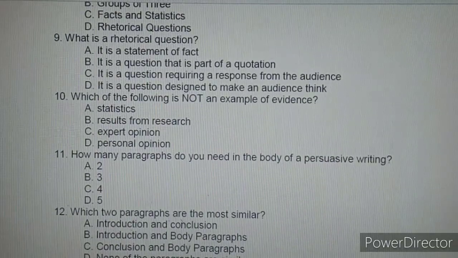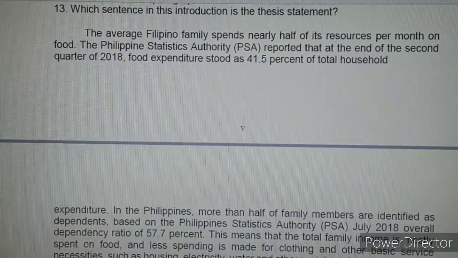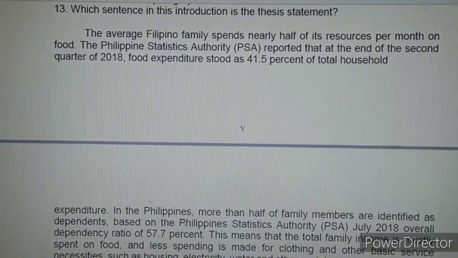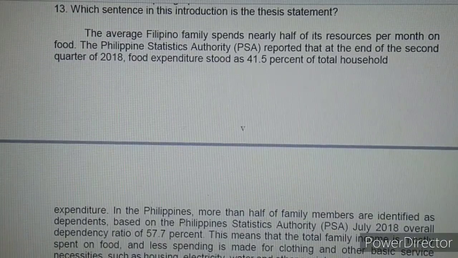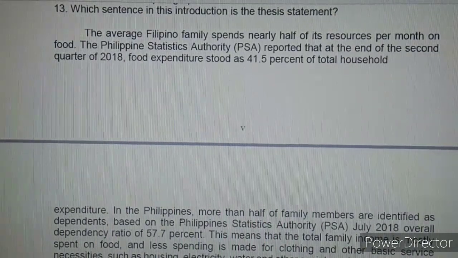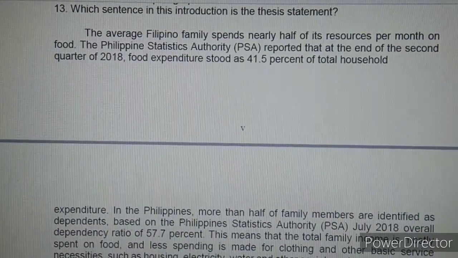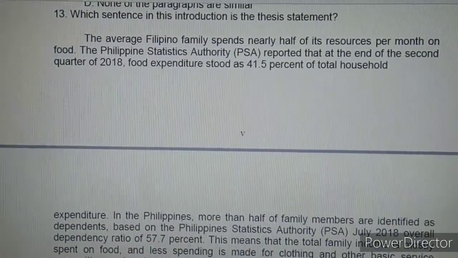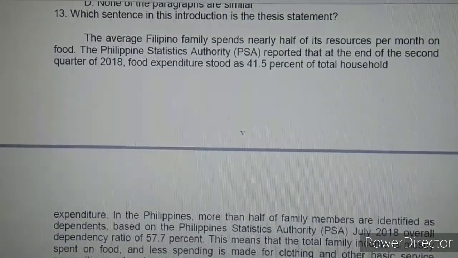So let's continue with the question from number 13. Which sentence in this introduction is the thesis statement? So I will require you to read this statement. Using your module, I want you to read this statement and identify the thesis statement.